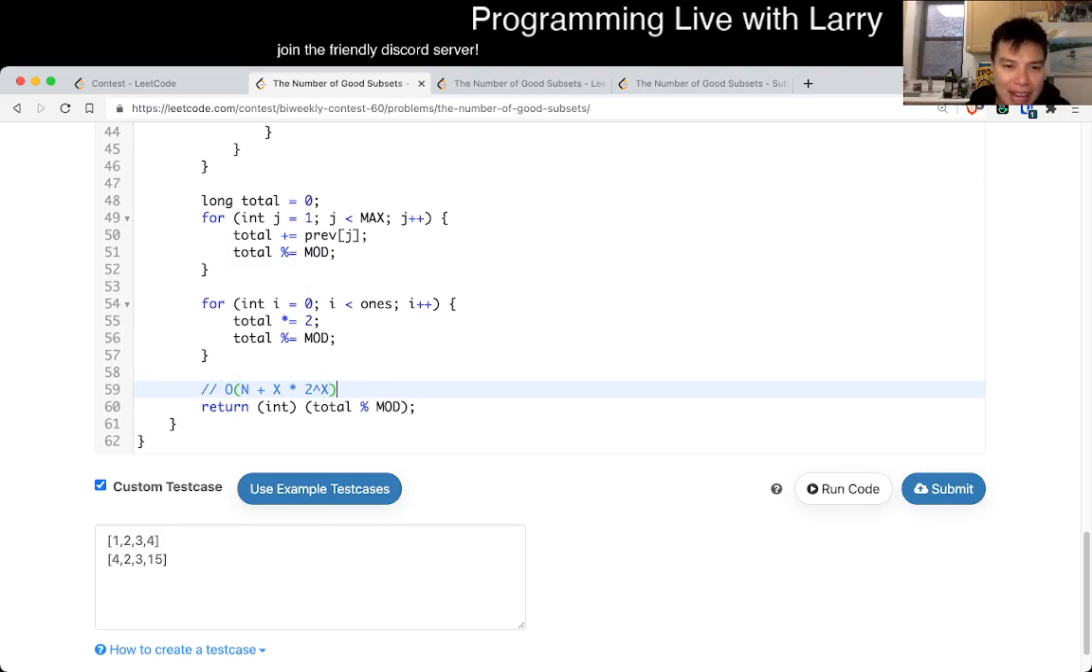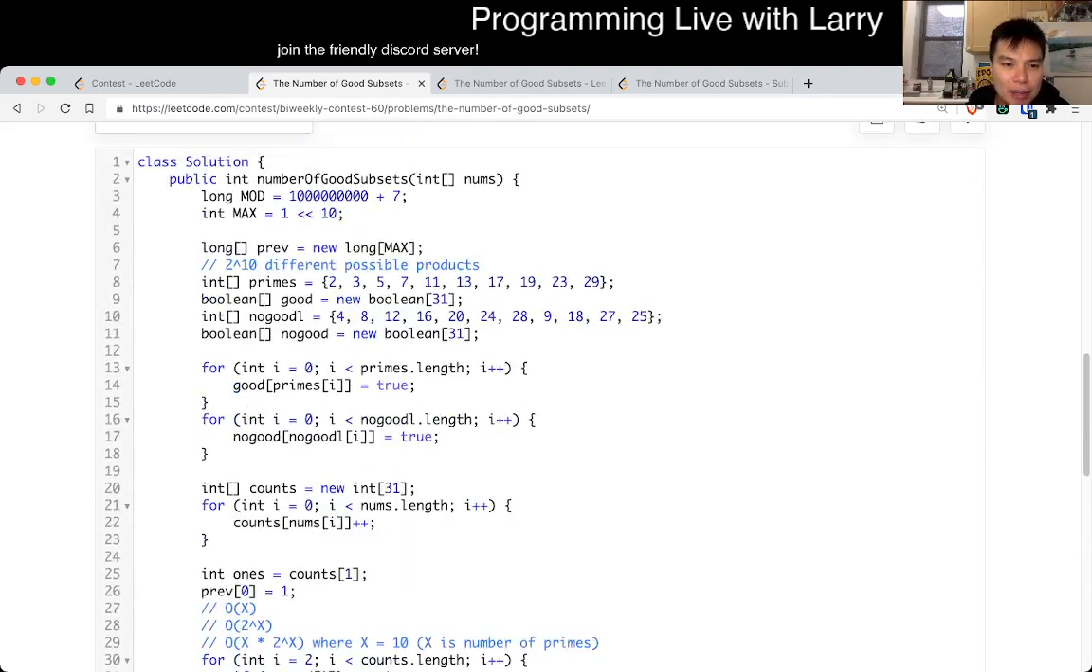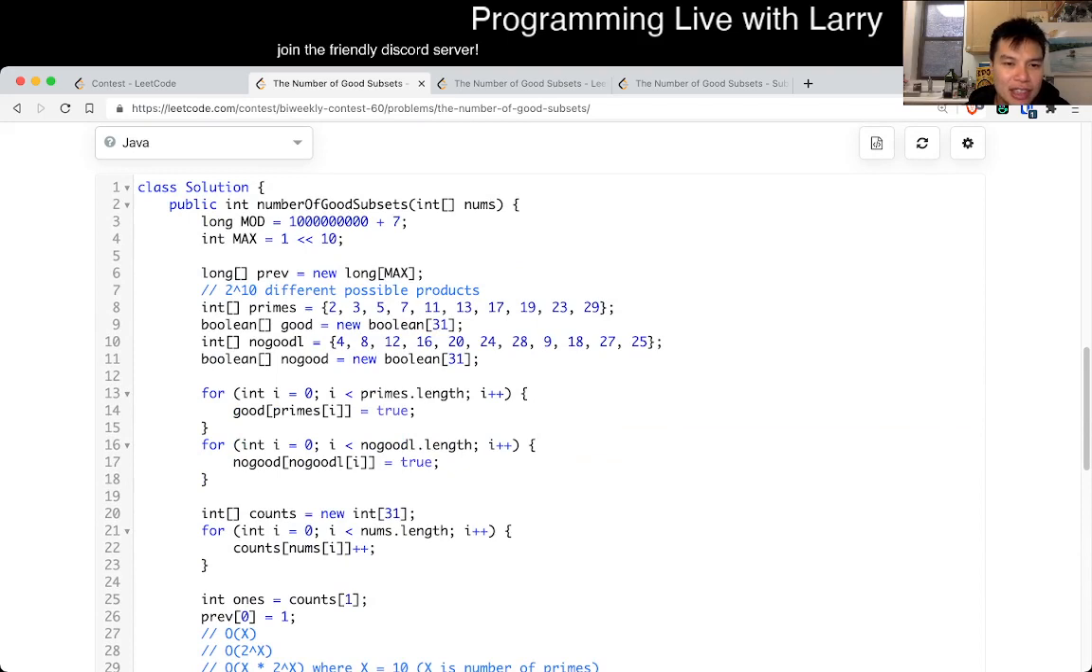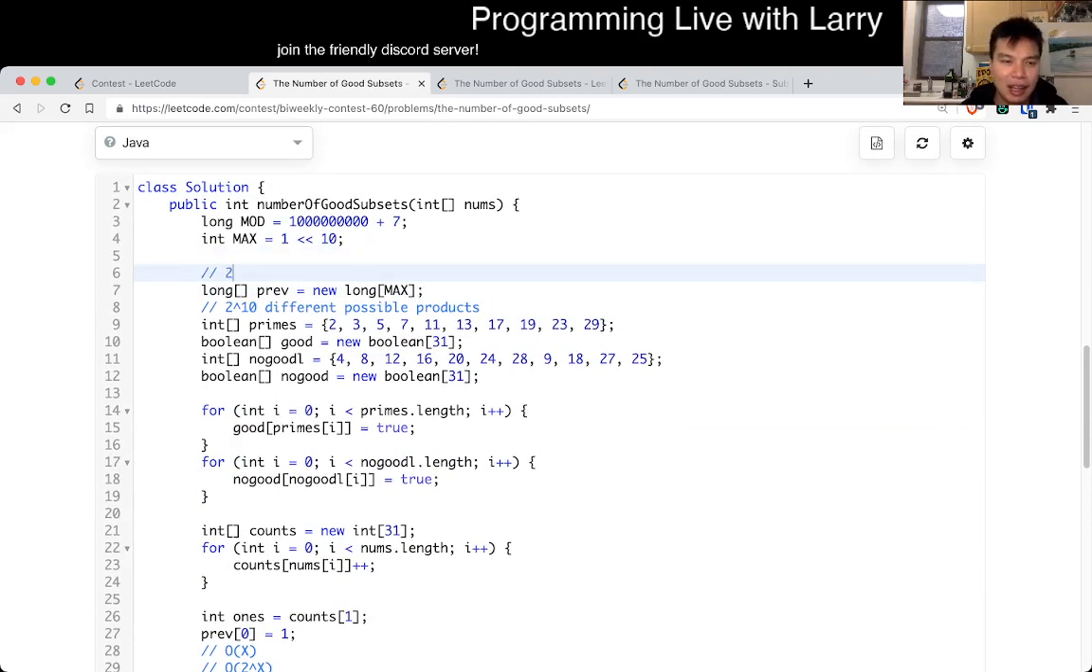And in terms of space, the most we need is 2 to the 10, so this is O of 2 to the X space, where X is the number of primes.